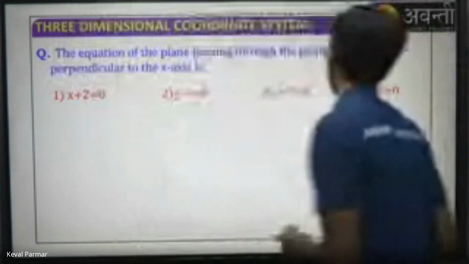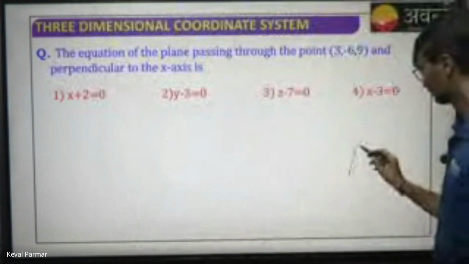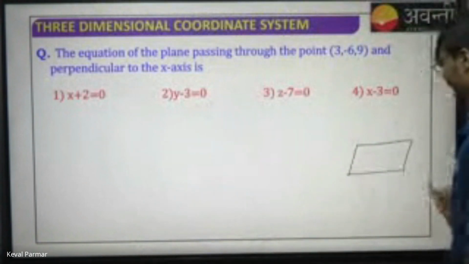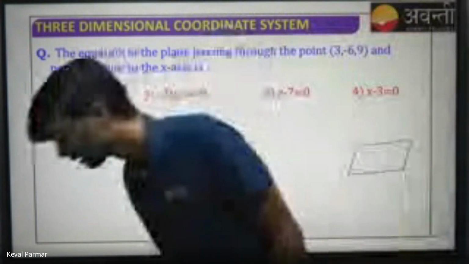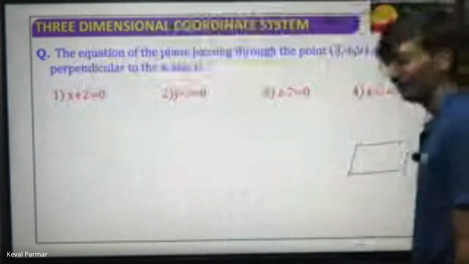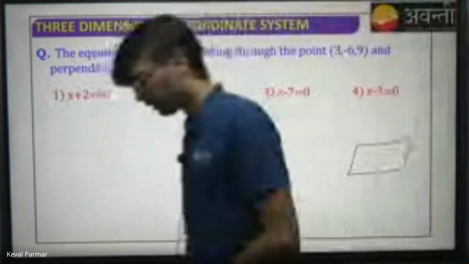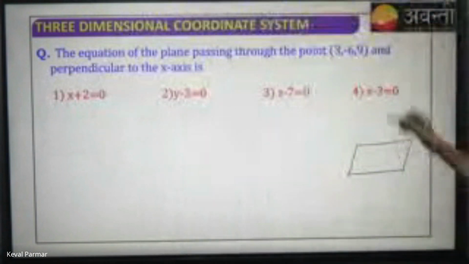Still no one, guys? Okay, let me draw the diagram. This is the plane. Akhil got it, superb. Very nice, I'm really impressed. He got the right answer, which is option D.